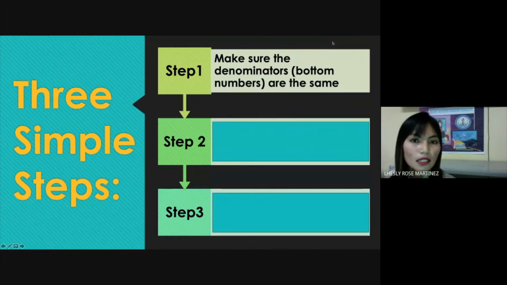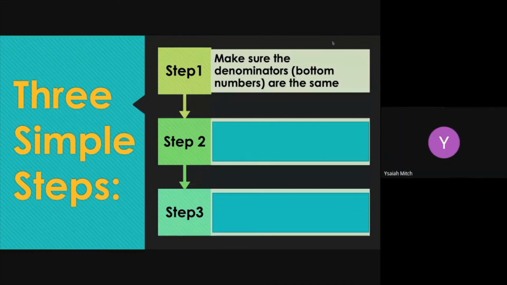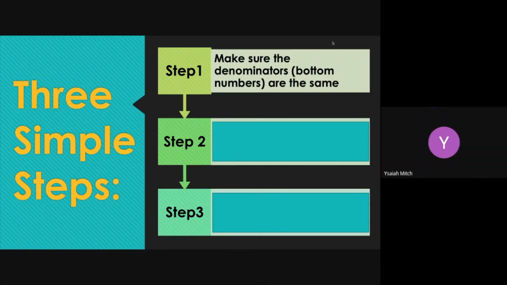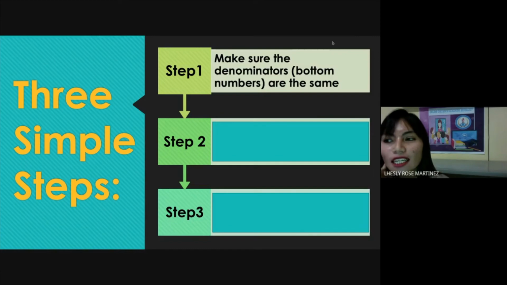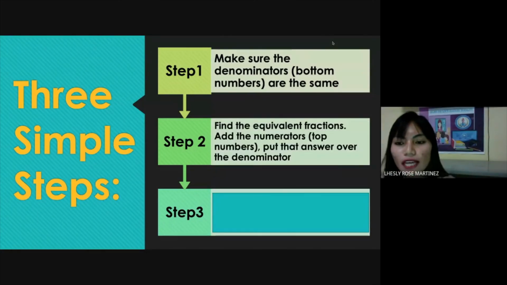Okay, next. What is our step 2 in adding and subtracting fractions? Isaiah Mitch. Find the equivalent fractions. Okay, very good. How do we find the equivalent fractions? By dividing, then multiplying the numerator. Divide what? Divide by the denominator, then multiply to the numerator. Very good. So, the second step is find the equivalent fractions by dividing the denominator and multiplying to the numerator.